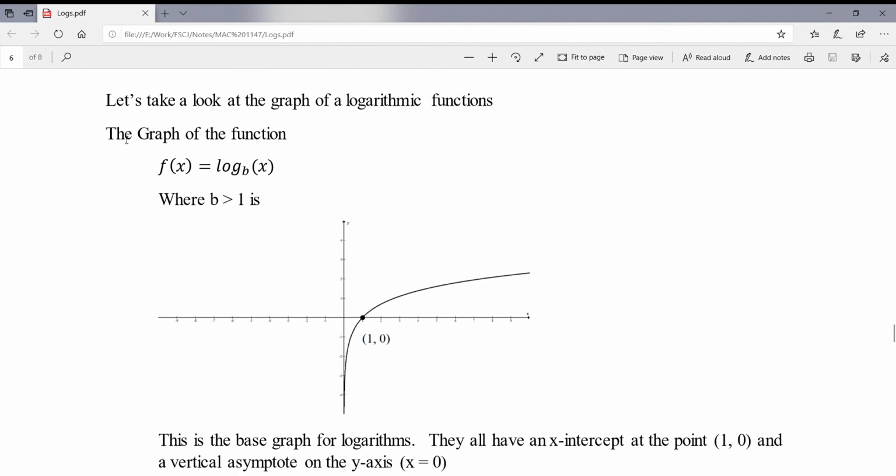Let's take a look at the graph of logarithmic functions. The graph of the function f of x equal to log base b of x, where the base number b is larger than 1, is this shape. This is the base graph for logarithms. They all have an x-intercept at the point (1, 0), and a vertical asymptote on the y-axis, which is x equal to 0.